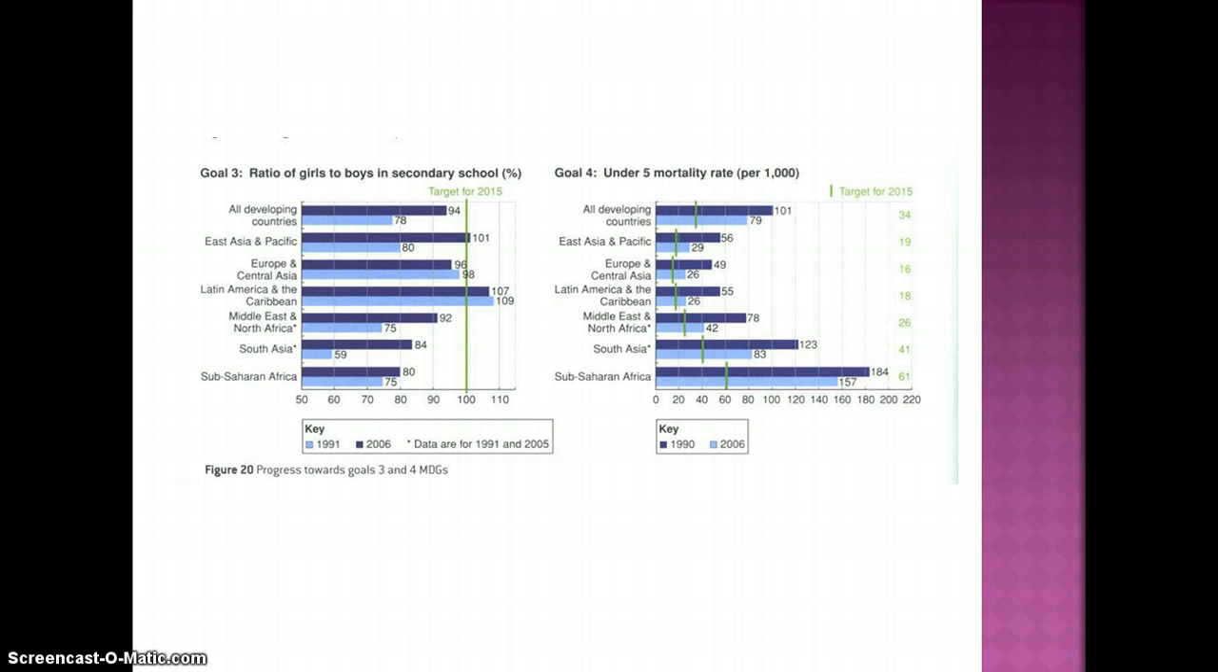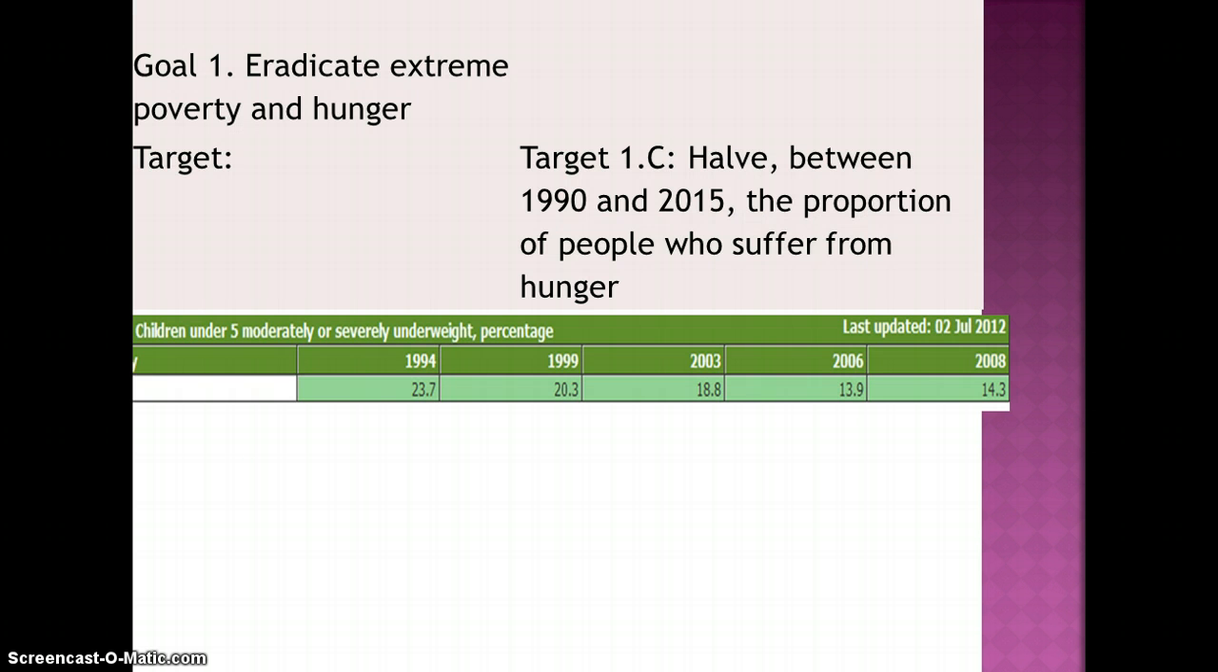You also may be asked to assess the effectiveness of one country's attempt at achieving the development goals. How close will they get to achieving it, or will they miss it completely? It may say assess, it may say evaluate. So let's have a look at Ghana.